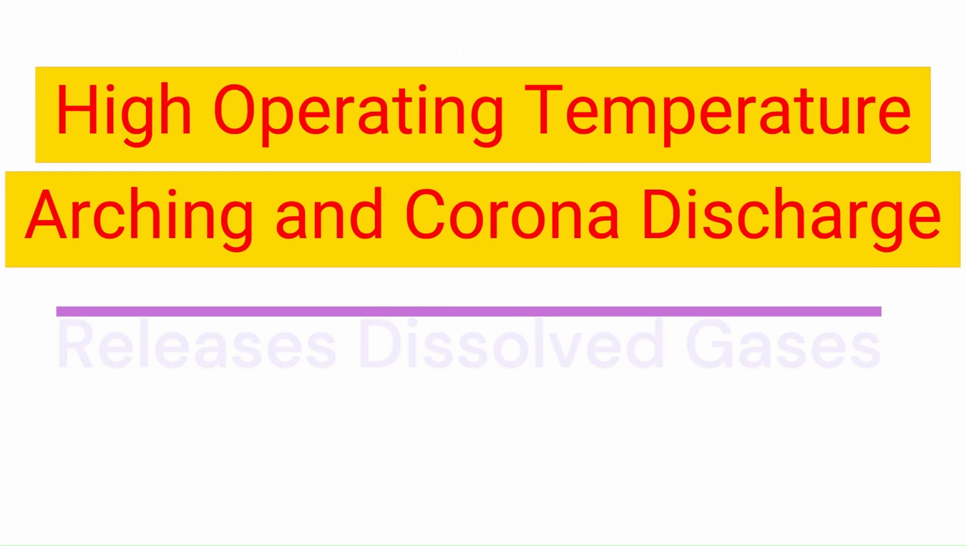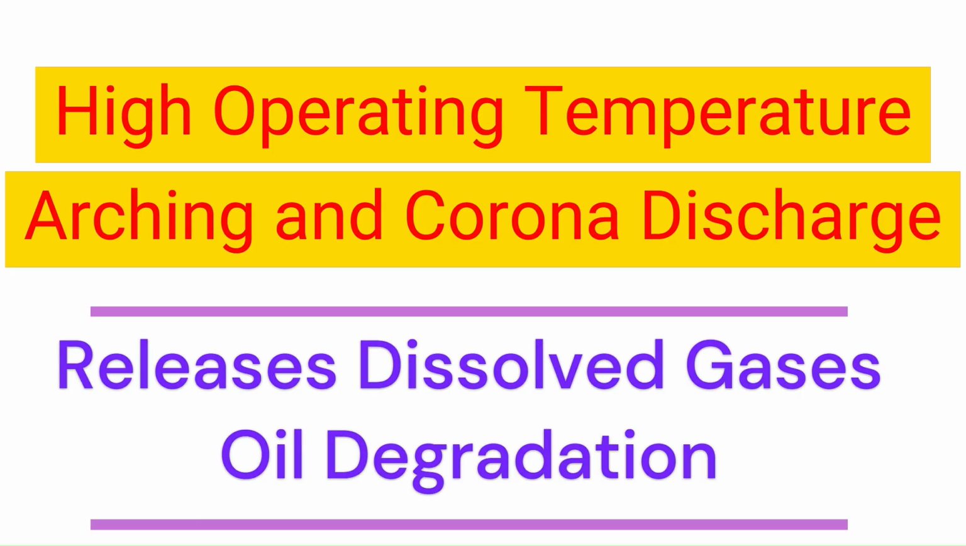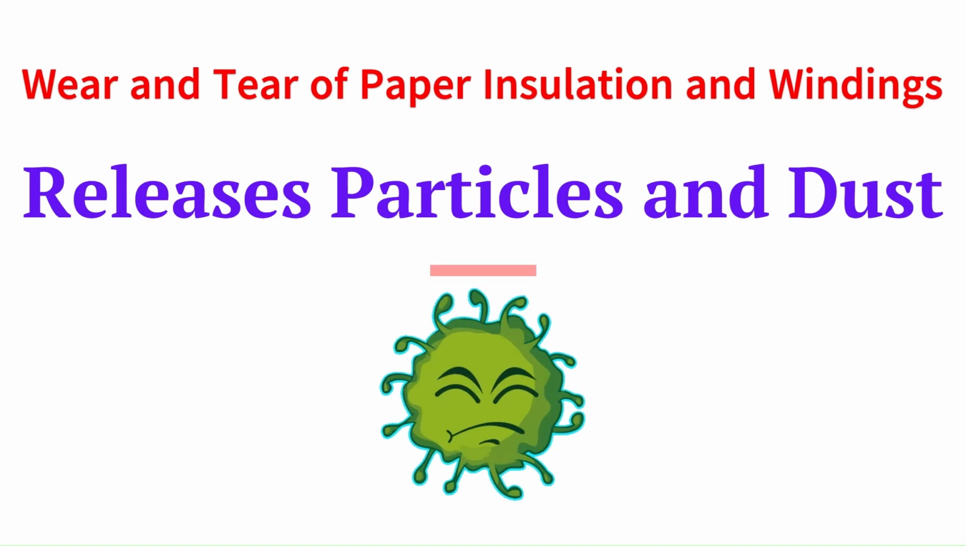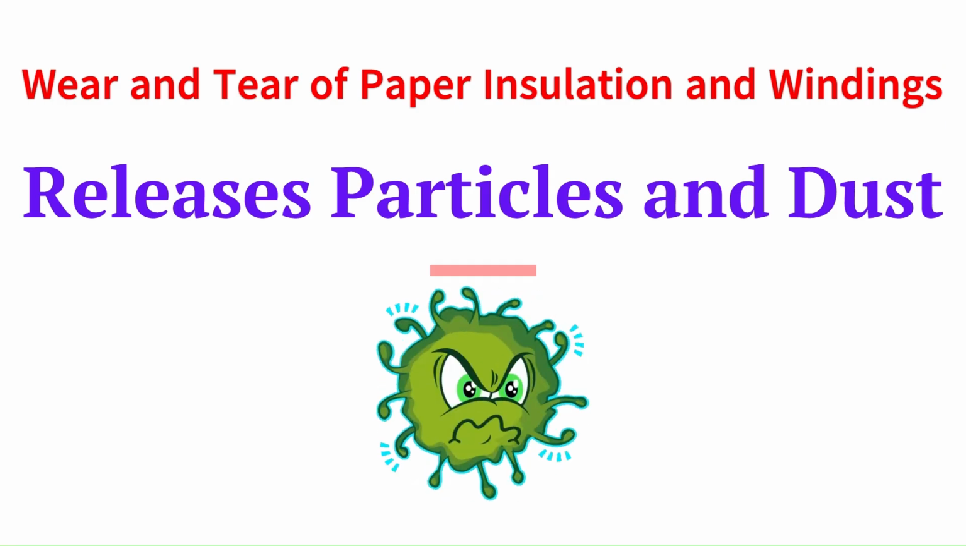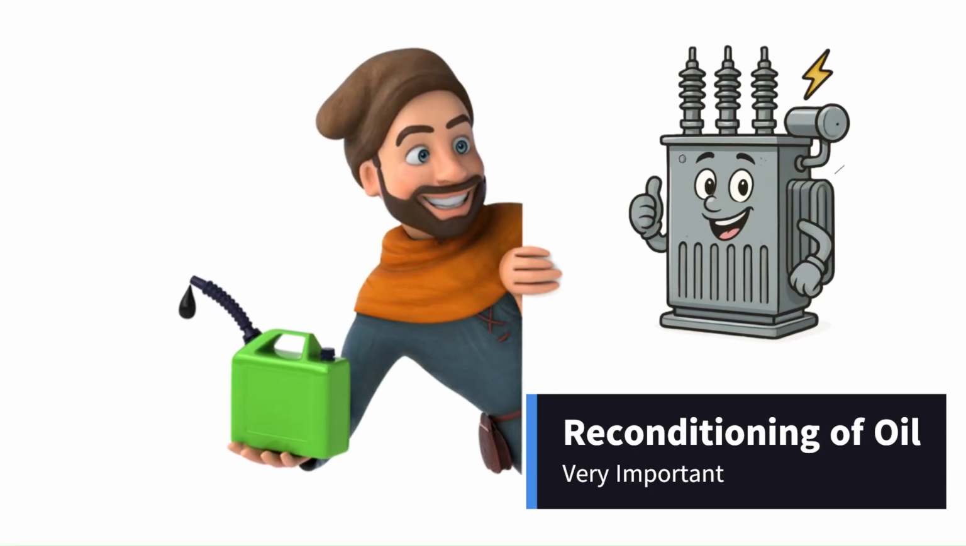Third, high operating temperatures accelerate oil degradation and the release of dissolved gases. Arcing and corona discharge within the transformer also release gases into the transformer oil. And last, wear and tear on internal components, especially the paper insulation and copper windings, releases particles and dust into the oil. To remove all such contaminants from the transformer oil so that the dielectric strength of the oil increases, the insulation property will also improve and the oil again becomes safely usable.